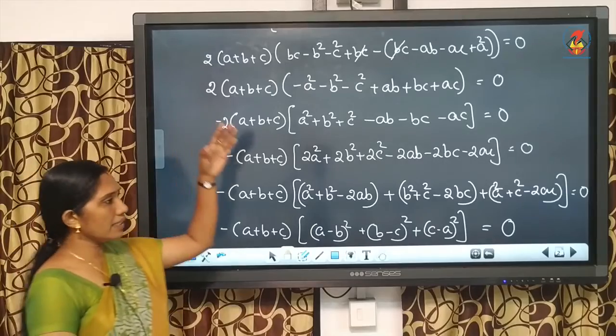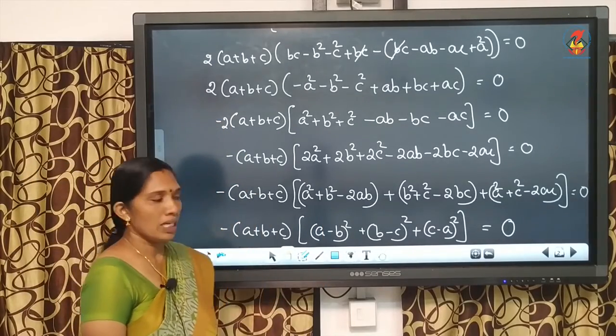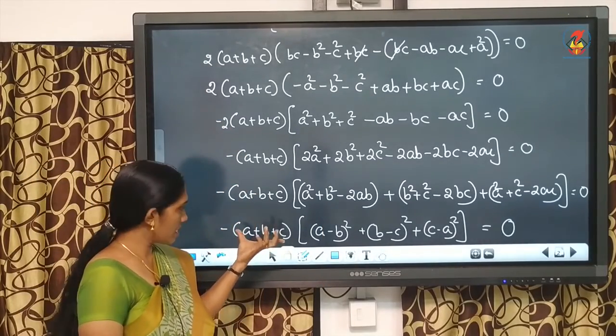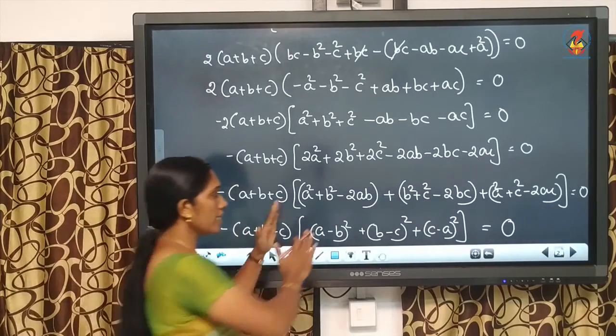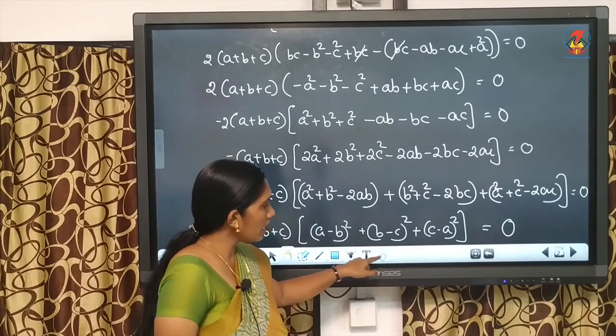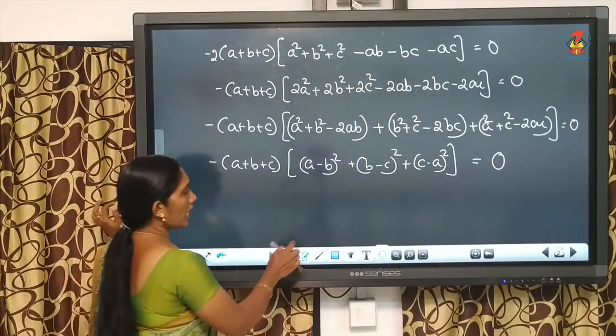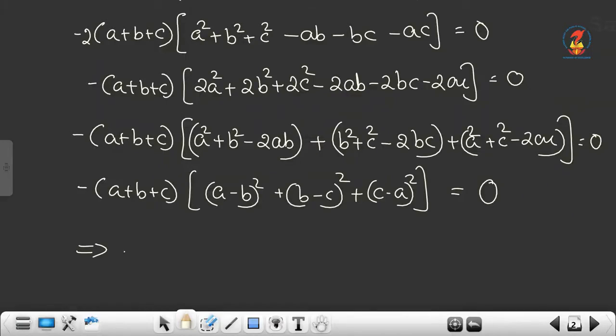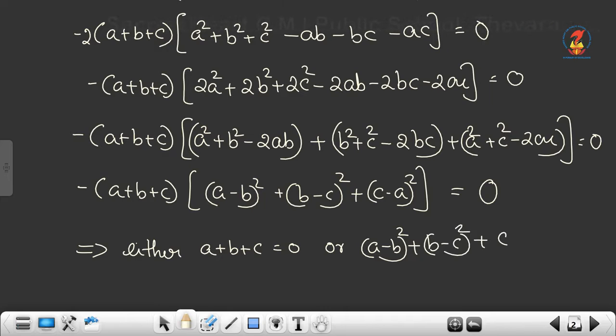So we simplify that determinant into this form. So here we have 2 factors, A plus B plus C in one bracket and another bracket. So this into this equal to 0 means what can we conclude? We can conclude either A plus B plus C equal to 0 or the next bracket is 0: (A minus B) whole square plus (B minus C) whole square plus (C minus A) whole square is equal to 0.